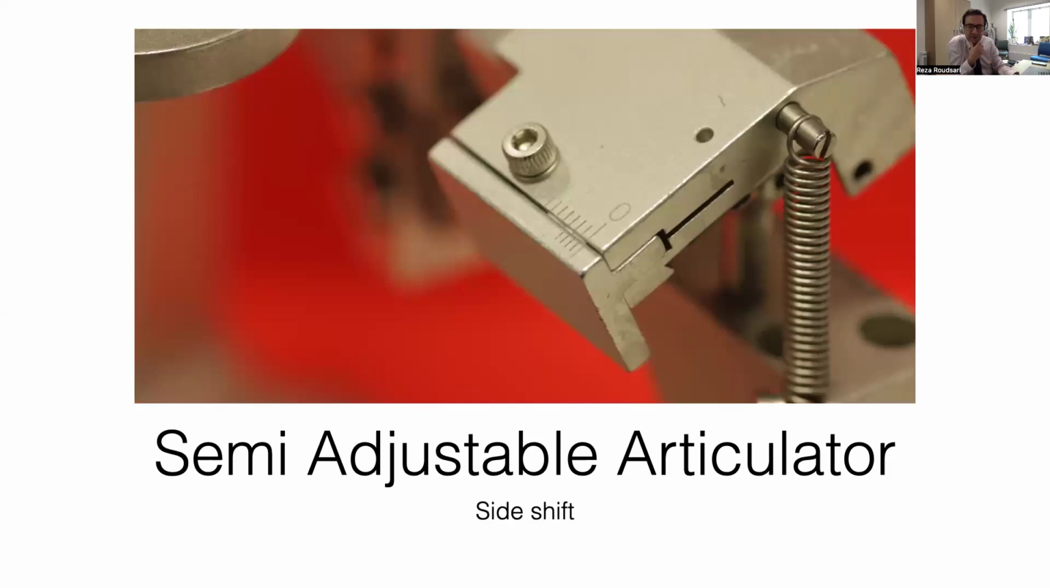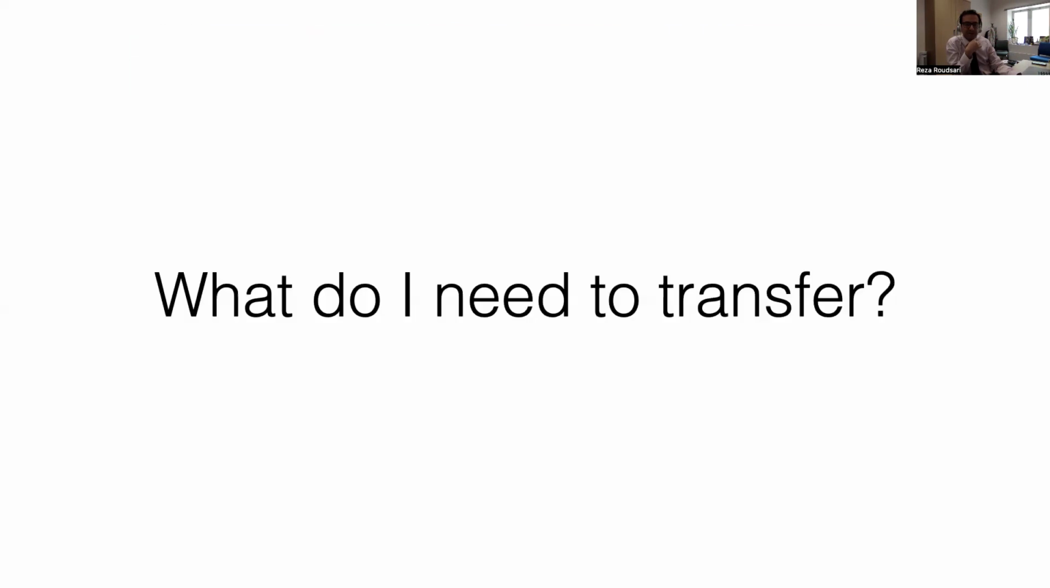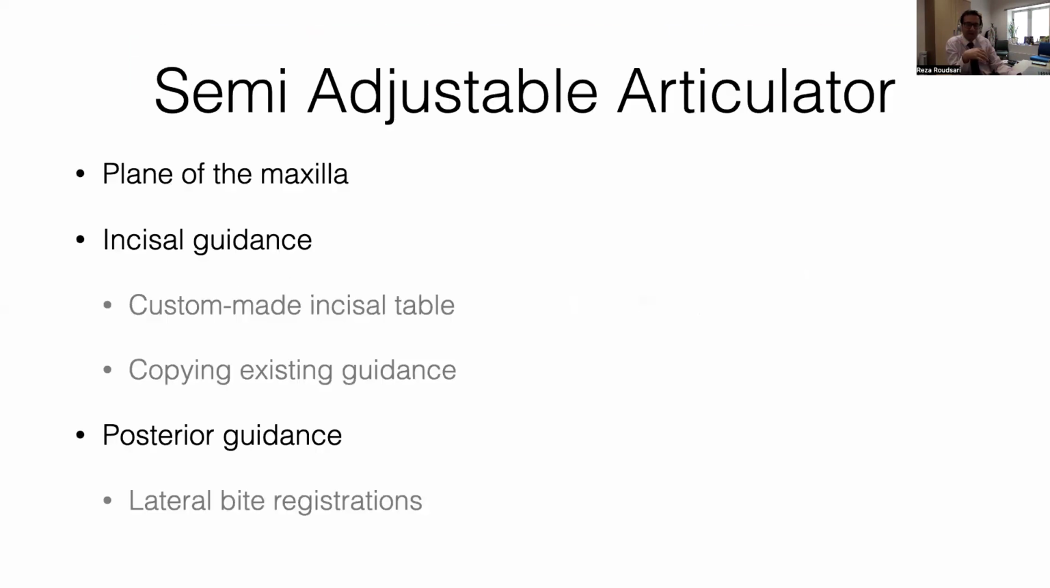And also, you've got a side shift. So you don't have progressive and immediate, you just have the one value. Which means if you've got a patient who's got a massive immediate side shift and then progressive, you can actually cause potential interferences if you're purely relying on your articulator. So then the question is, what do you need to transfer to these articulators?